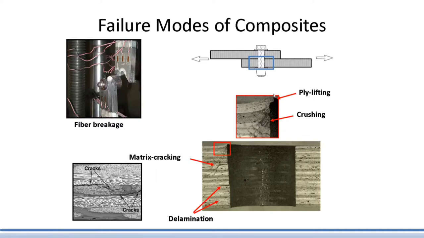You could have crushing at the hole. So for example, the bolt here is pushing against the fibers, buckling them. I could call that micro buckling, for example, of those fibers. You could have ply lifting, where the fibers are getting lifted by the shaft pushing against the circular hole.